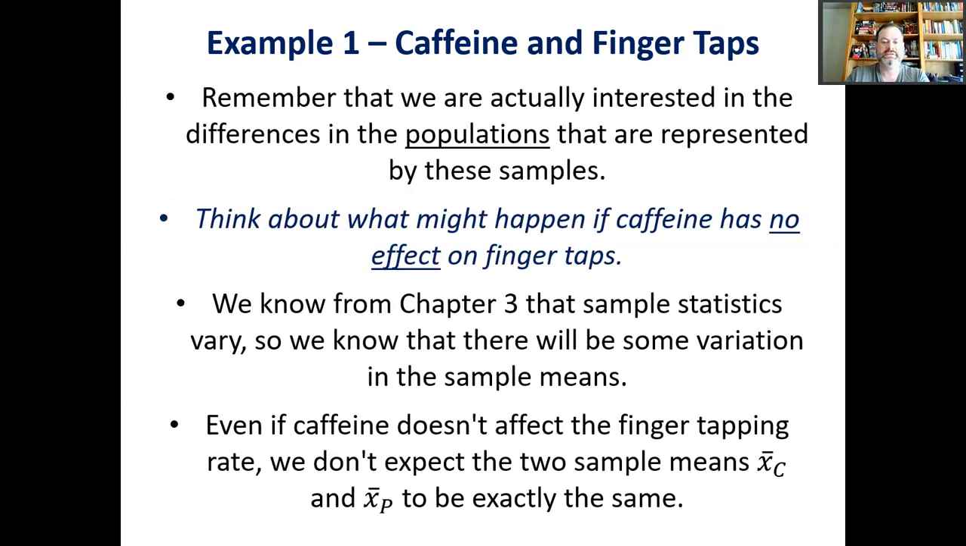It's how it works. So we know from chapter 3 that sample statistics vary. So we know that there will be some variation in the sample means. So the box plots, we don't expect them to look exactly the same, right? And even if caffeine doesn't affect the finger tapping rate, we don't expect X bar C and X bar P to be the same, right? We expect there to be a little bit of variation, but how much are we willing to accept as just part of natural variability from samples, and how much is giving us information that's telling us the caffeine is causing what we see.